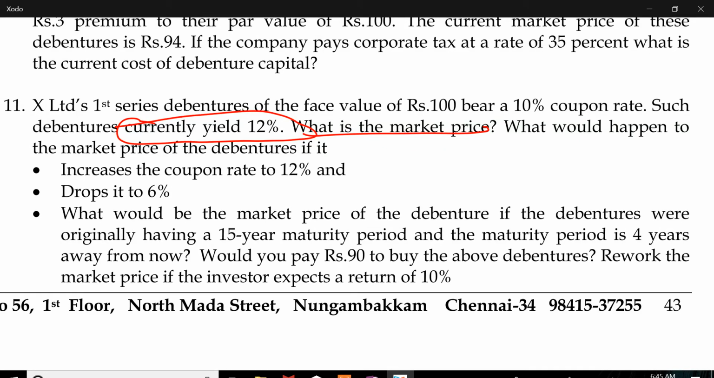Question number 11, fair market price of debt equals interest amount divided by investor expectation, or current yield. Interest amount divided by investor expectation slash current yield.